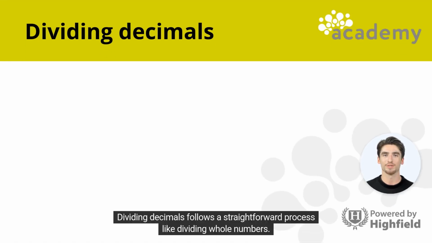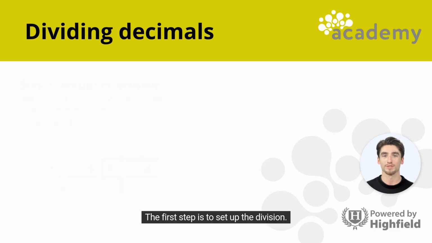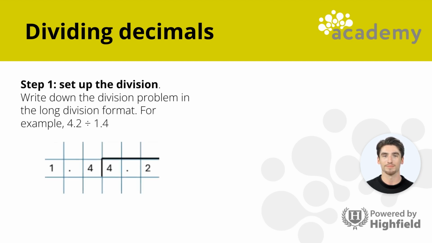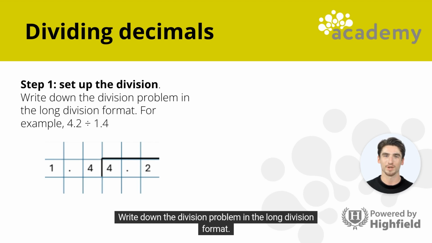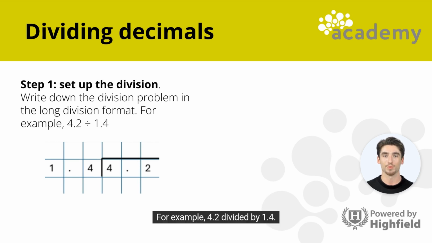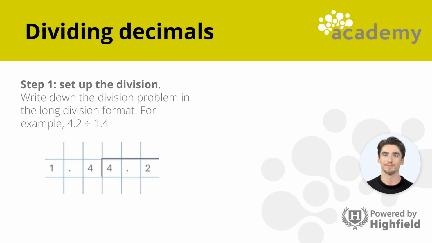Dividing decimals follows a straightforward process like dividing whole numbers. However, there are a few extra steps to account for the decimal points. The first step is to set up the division. Write down the division problem in the long division format. You may also know this as the bus stop method. For example, 4.2 divided by 1.4.